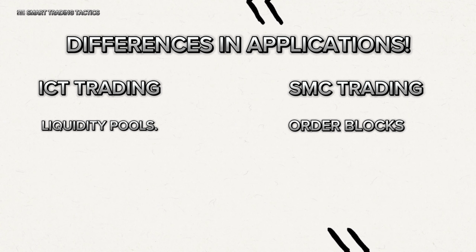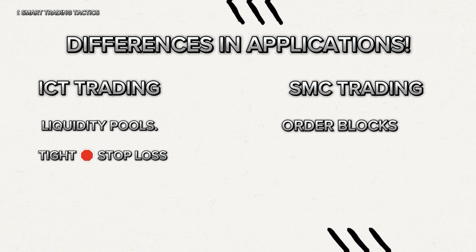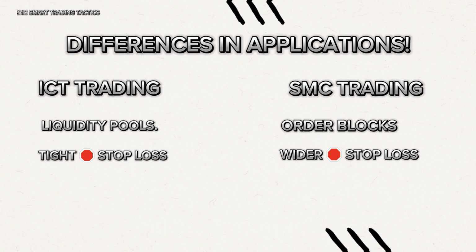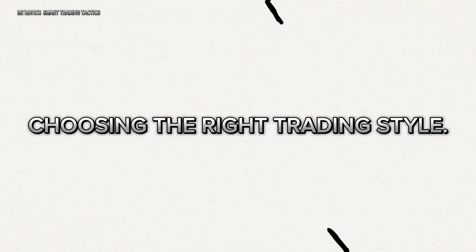Risk management approaches. ICT traders often place a strong emphasis on risk management, using tight stops and careful position sizing. SMC traders may take a more flexible approach, allowing for wider stops to account for potential price fluctuations within a supply or demand zone. Deciding between ICT and SMC depends on your trading style, risk tolerance, and level of experience.